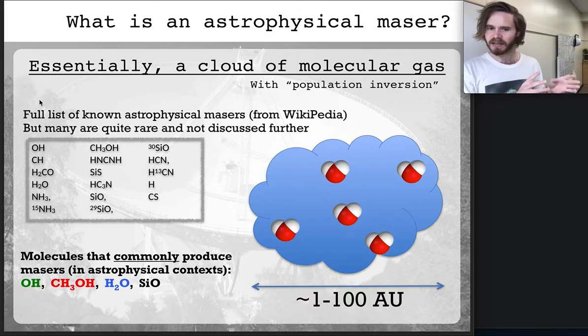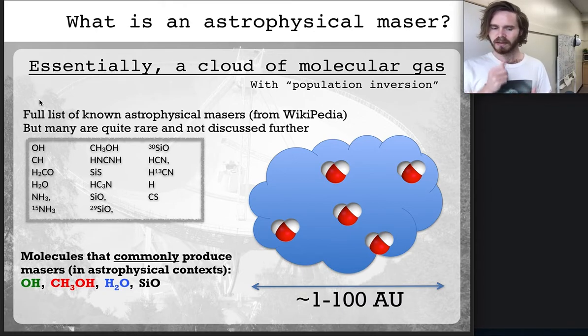We'll talk about what kind of situations later, but it's a cloud of gas, and that cloud is made up of molecules. Let's say you have a water vapor cloud, a cloud that contains lots of water vapor. For some reason, some of these clouds can produce something called maser emission. The molecules that can form masers are in this list, which I took from Wikipedia. But in the astrophysical context, the masers you see a lot are written here on the bottom left: hydroxyl, methanol, water, and SiO.